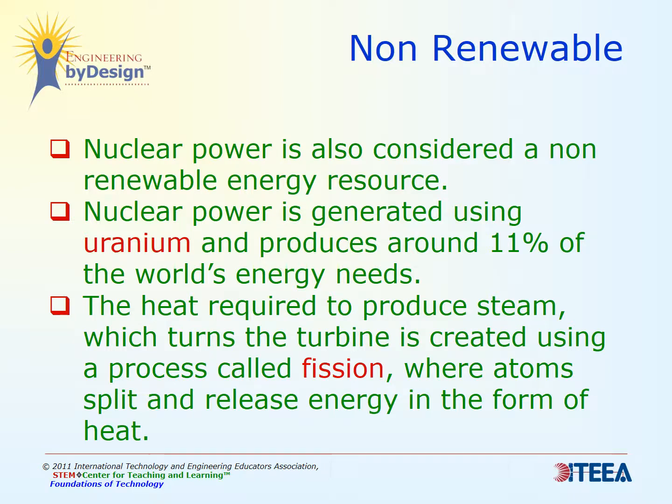Nuclear power is also considered a non renewable energy resource. Nuclear power is generated using uranium and produces around 11% of the world's energy needs. The heat required to produce steam, which turns the turbine, is created using a process called fission, where atoms split and release energy in the form of heat.